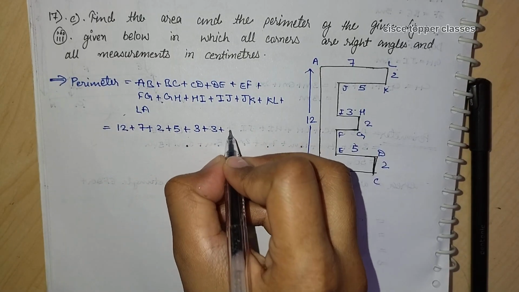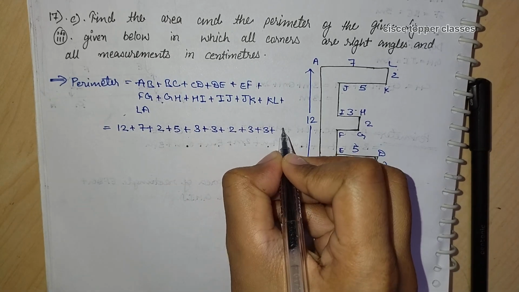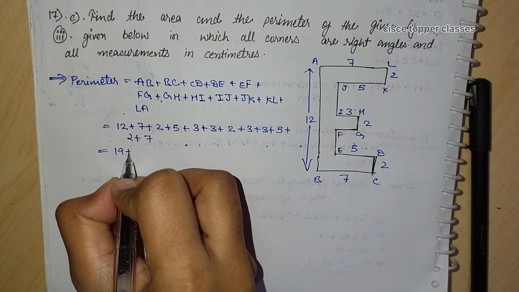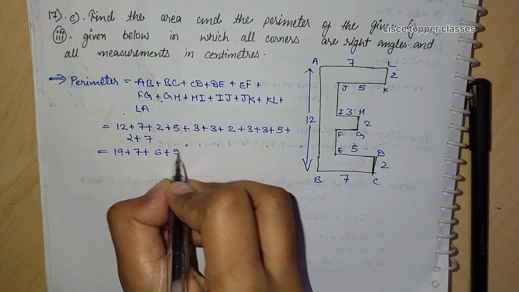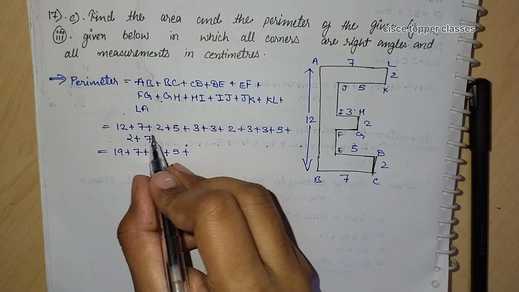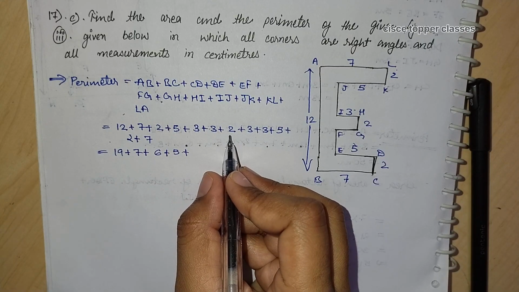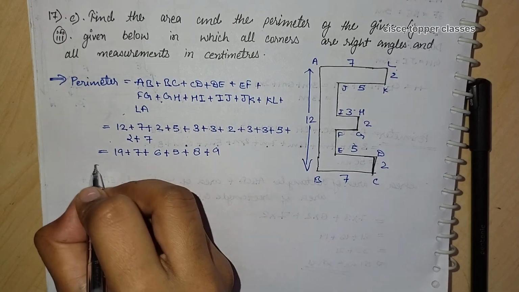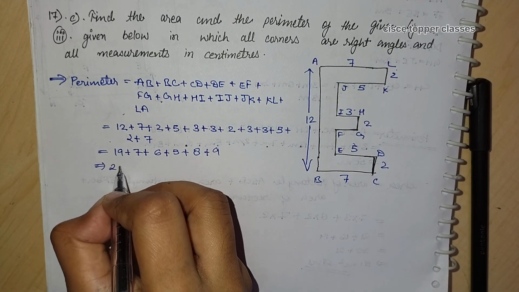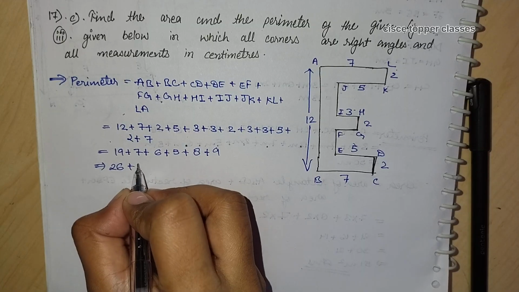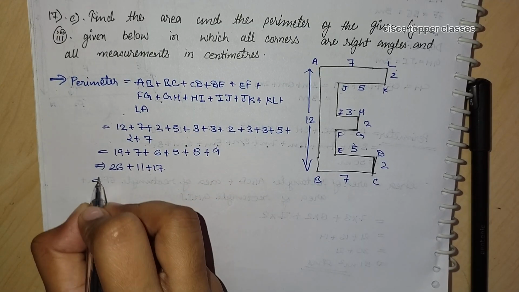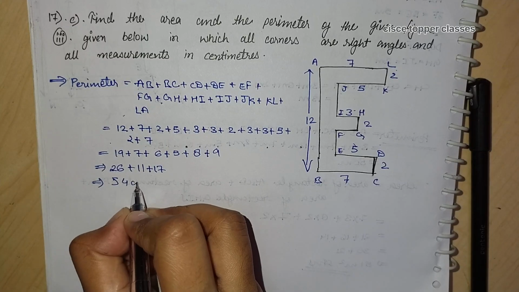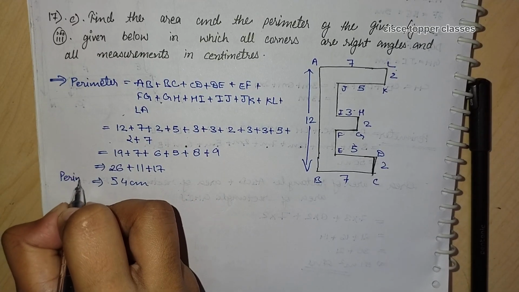Now FG is equal to 3 plus 2 plus again 3 plus 3. JK is 5. KL is 2 plus 7. So on adding this, it will be 19 plus 7 plus 6 plus 5 plus 8 plus 9. So 19 plus 7 will be 26, and then 6 plus 5 will be 11, plus 17. On adding this, we get 1 carry here, so 3, 4, 5, 54 centimeter. So this is the perimeter of this figure.